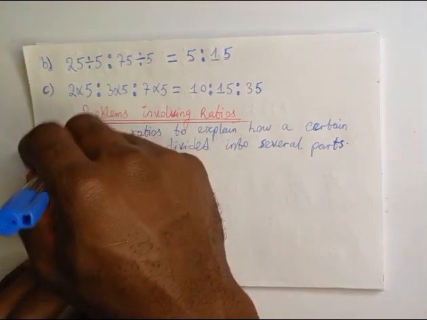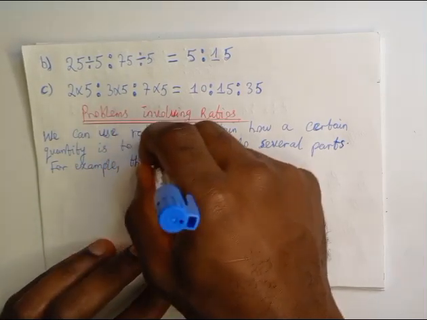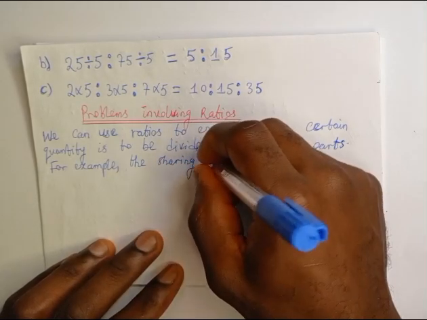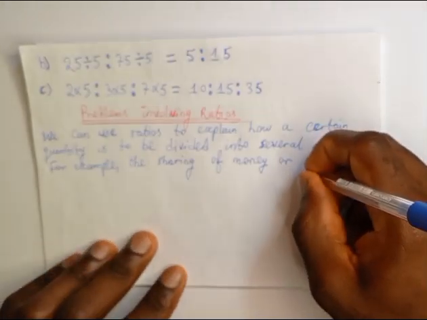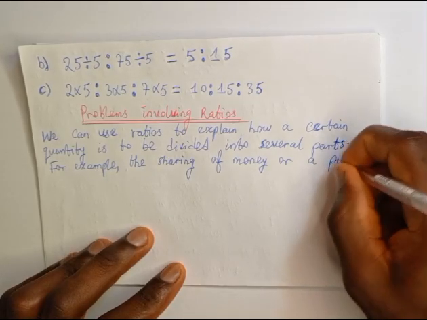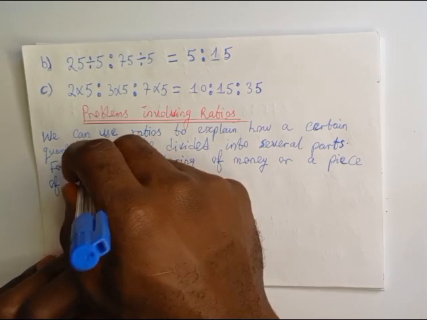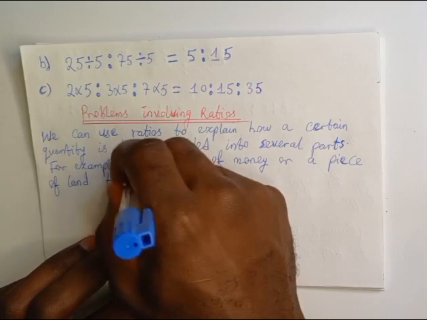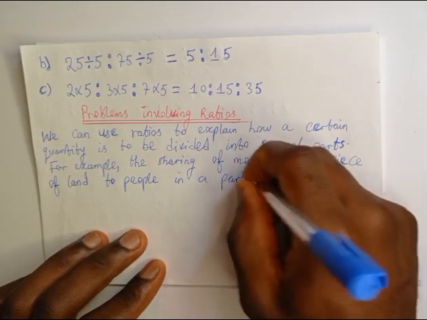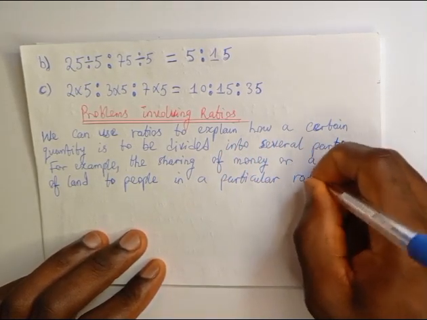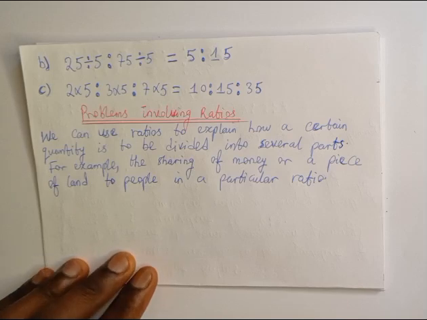Take this down. For example, the sharing of money or a piece of land to people in a particular ratio. Money can be shared to people in a particular ratio. A piece of land can be shared to people in a particular ratio.